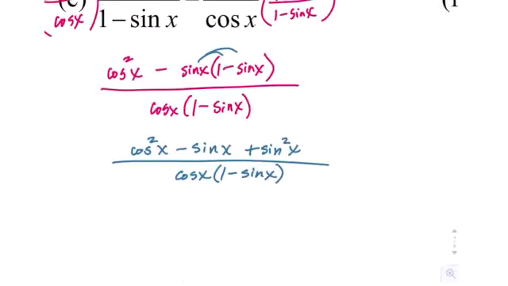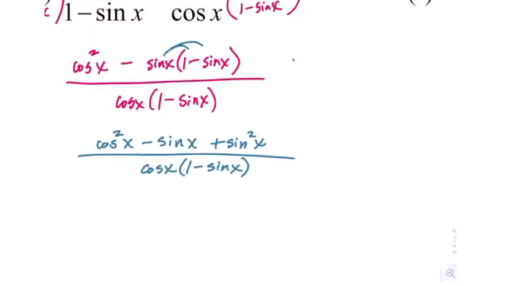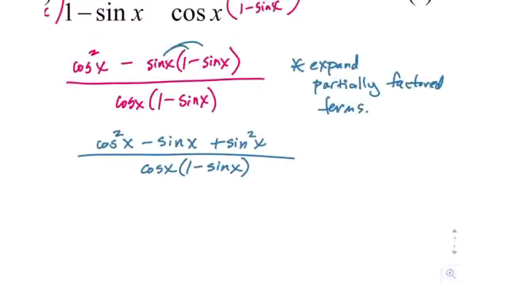But the numerator was partially factored. So maybe that's another strategy. We could say expand partially factored terms, and then leave others that are completely factored alone temporarily. And now we reassess.